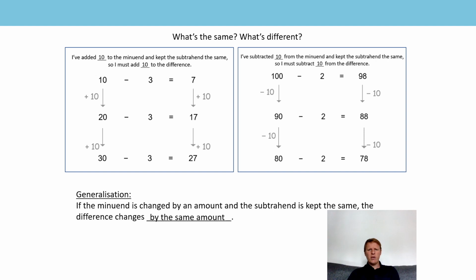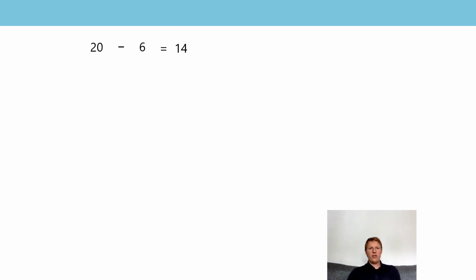Do you think it always has to be by 10? What do you think? Will it work for other numbers, for other amounts of change? Let's have a look. Let's look at this calculation. 20 subtract 6 is equal to 14. I'm going to show you another calculation. 32 subtract 6 is equal to 26. So what's changed? How much is the minuend increased or decreased by? It's increased by 12. Has our subtrahend changed? No. Has our difference changed? Yes. By how much? It's also increased by 12.